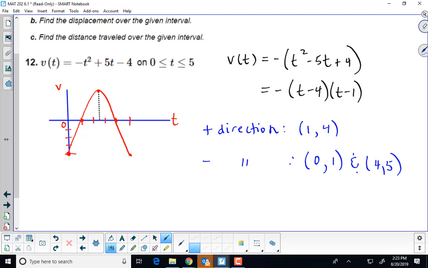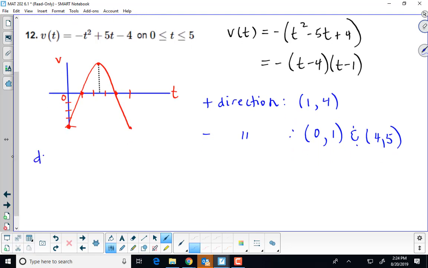Part B, find the displacement over the given interval. What are we going to do to find displacement? Is there a mathematical way to find the displacement? Integrate. Do we integrate? Do we take a derivative? Integrate the velocity. Well done. Integrate the velocity, and that gives us displacement. So displacement is the simpler concept in that you just integrate. All we do is integrate.